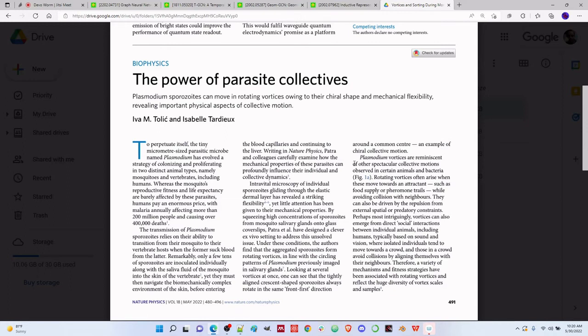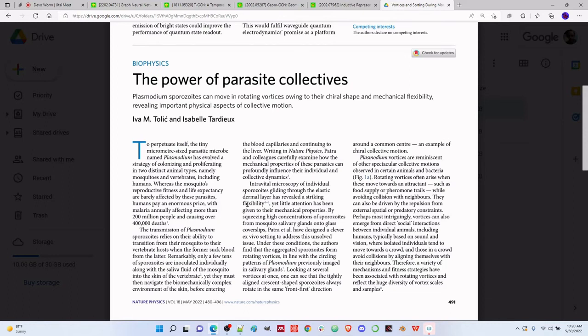So there's this other paper in Nature Physics, a full paper, where they carefully examine how the mechanical properties of these parasites can profoundly influence their individual and collective dynamics. So once they're in a group of individuals, they can exhibit these different dynamics as they go through the bloodstream, and that determines how they propagate and how they move. Microscopy of individual sporozoites gliding through the elastic dermal layer: so they're getting through the skin, and then they have to make it into the bloodstream and move through the bloodstream.